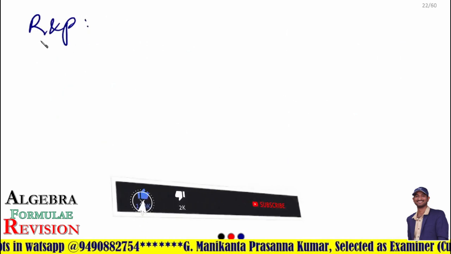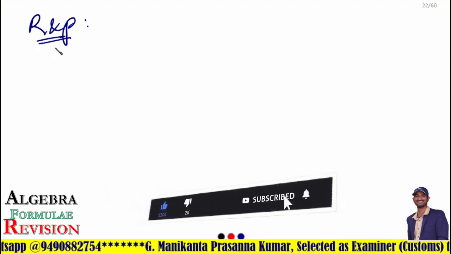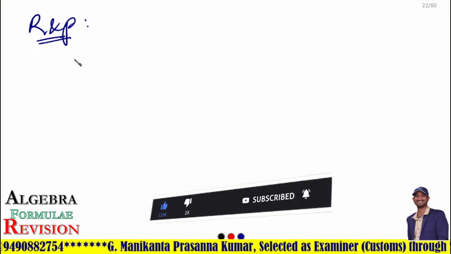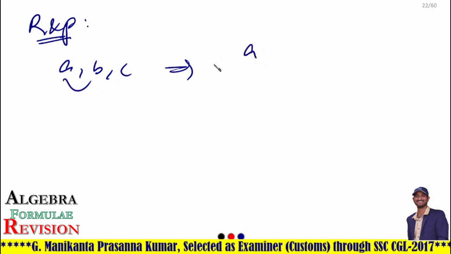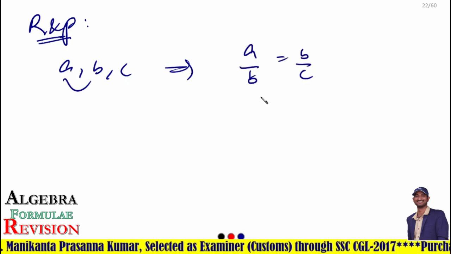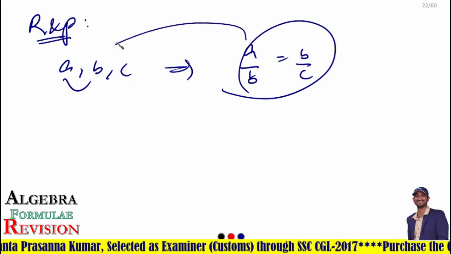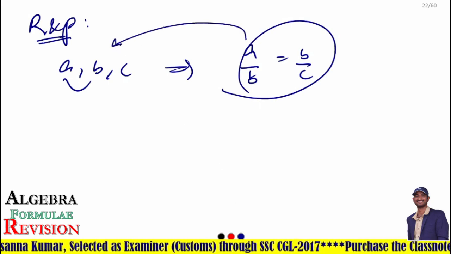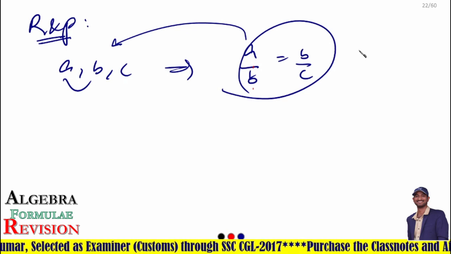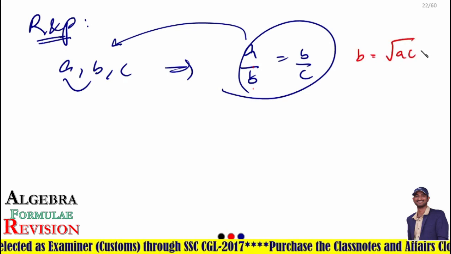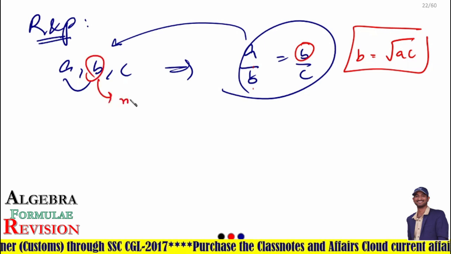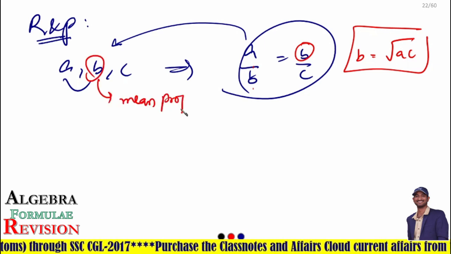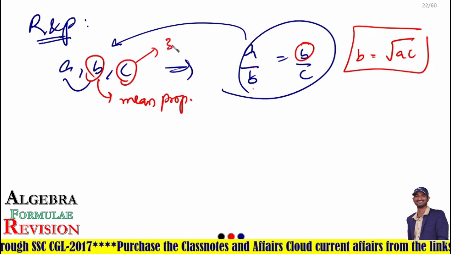Next, ratios and proportions. It is very, very important. First, I'll tell you proportionals or proportions. Whenever three numbers are in proportion, then A by B is equal to B by C. If this condition is satisfied, then we can say that A, B, C are in proportion. If A by B equals B by C, then what is the value of B? Root over AC. This middle value is called the mean proportion, and the third number is called the third proportion.